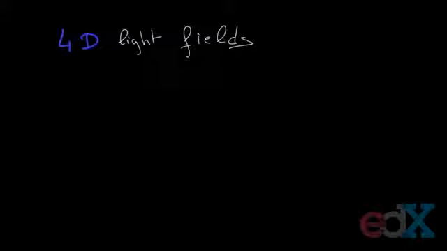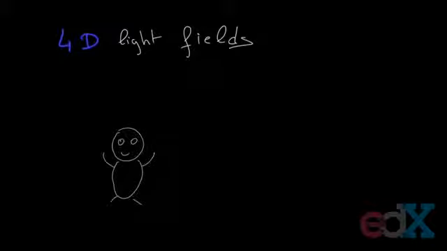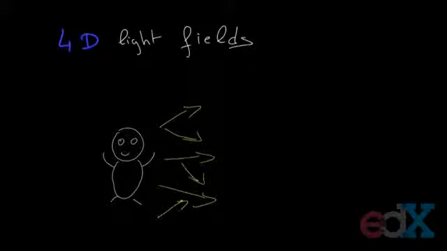We also work on the capture of 4-dimensional light fields. Wait, 4 dimensions? That's a lot of dimensions. What does it even mean to have 4 dimensions? We want to capture real scenes in the world in all their 3-dimensional glory. For this, we seek to record every single light ray that leaves the scene. And it turns out that light rays have 4 dimensions.